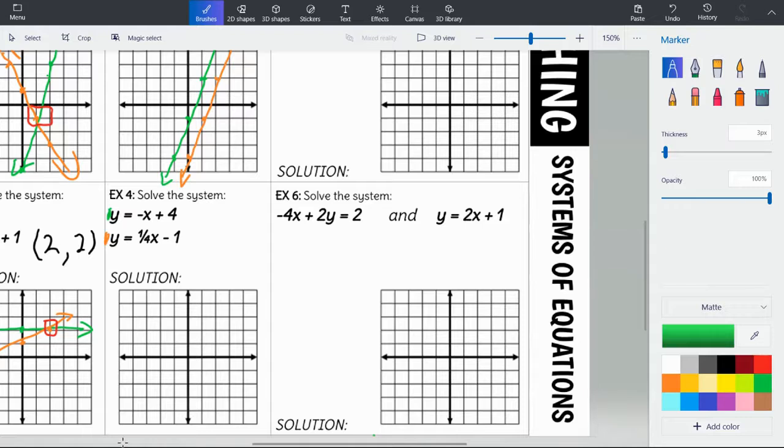So this one, negative x plus 4. We have a y-intercept of 4: 1, 2, 3, 4. I'm going kind of quick on the graphing because we've done so much of it, and you should have a pretty good handle on it. We have a slope of negative 1. Remember, we have negative 1x. So we go down 1, right 1, or up 1, left 1.